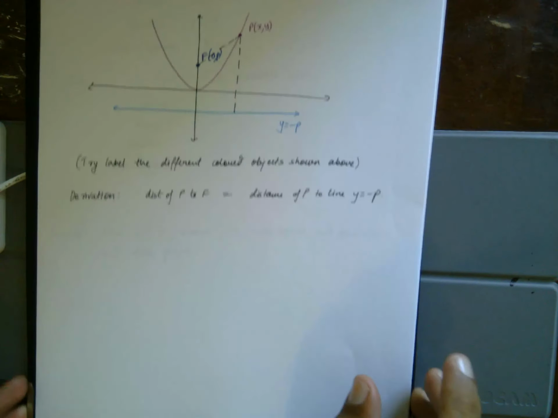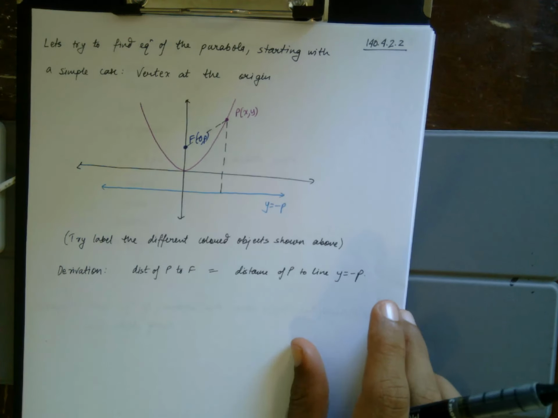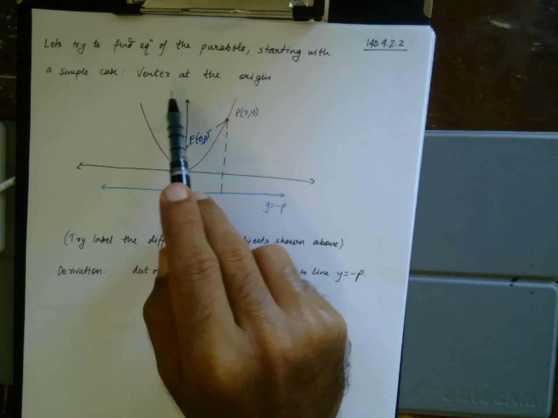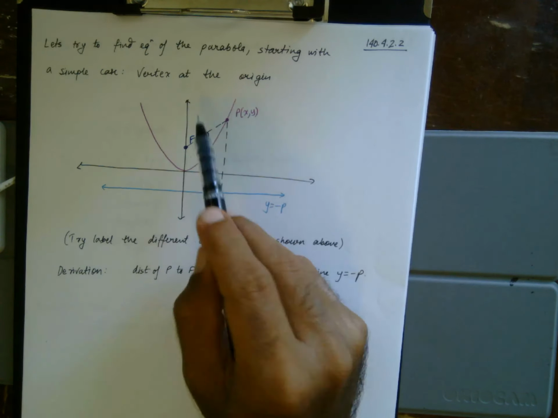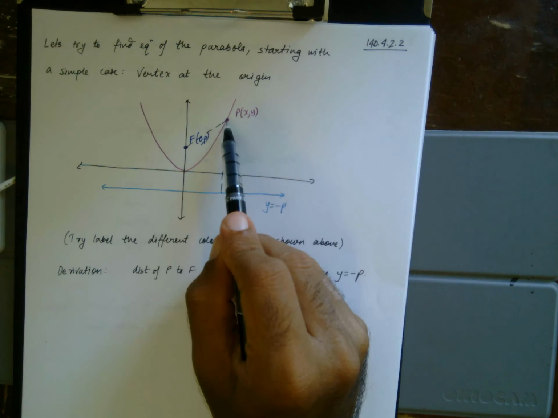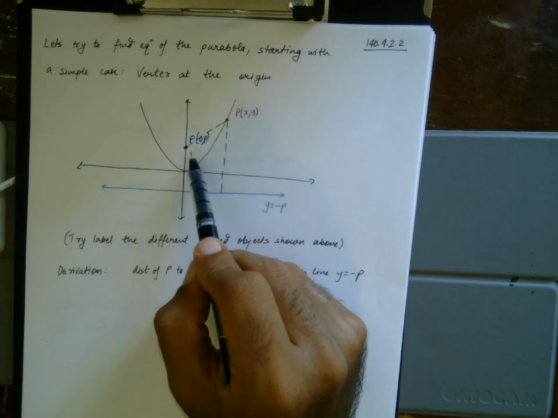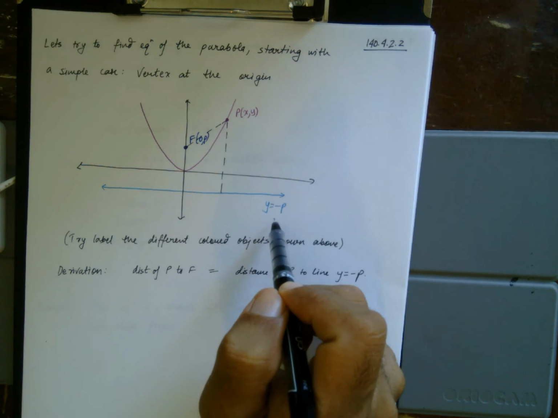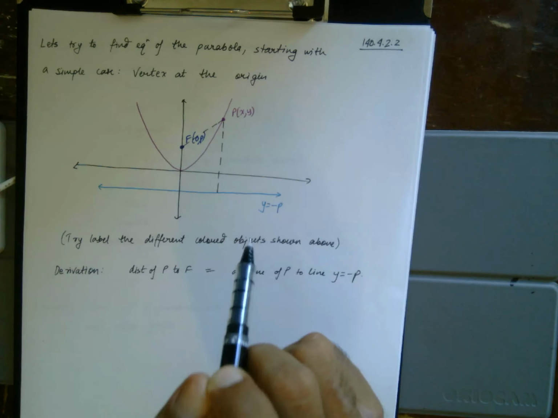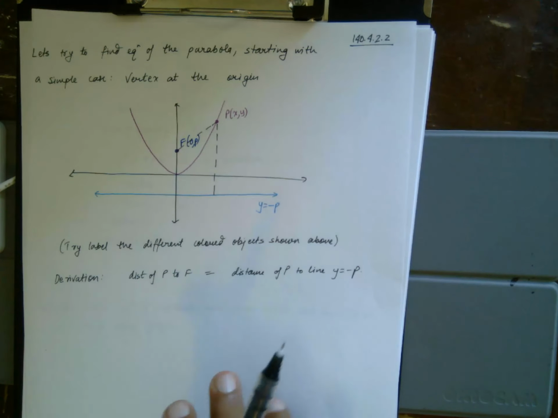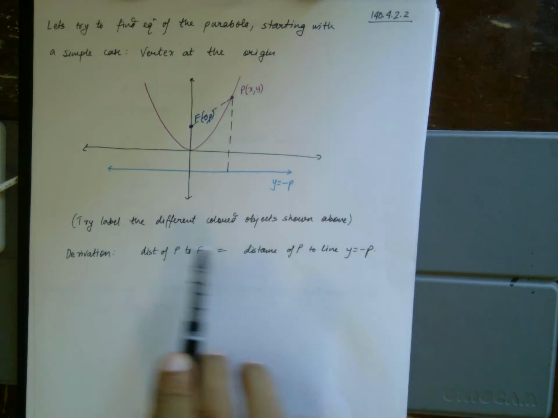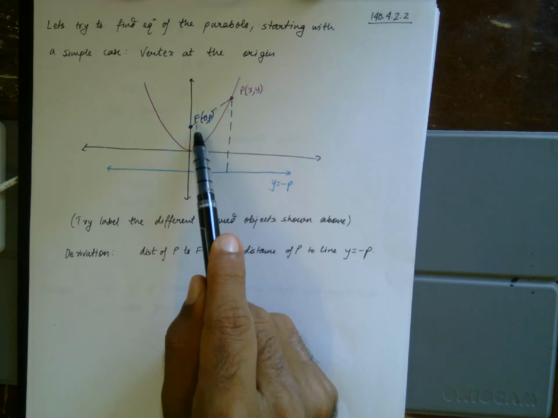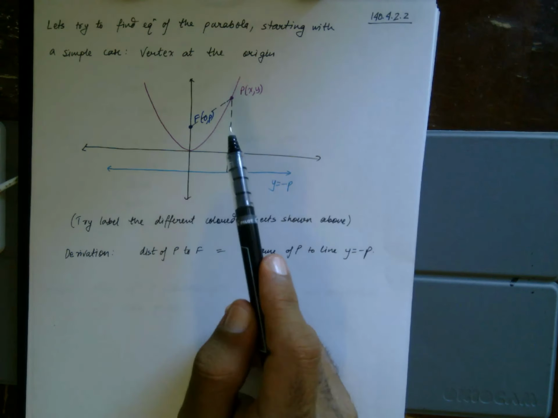So with that geometric definition, let's try to find the equation of this parabola. We start with a simple case where the vertex is at the origin. We know that this point on the purple line is an equal distance from (0, p), the focus, and from the directrix y equals negative p, where p is a variable. Let me label the different colored objects here. The blue line is the directrix. The blue point is the focus. The purple is the parabola.